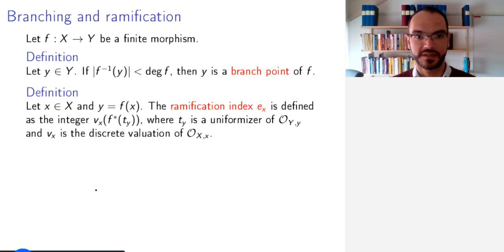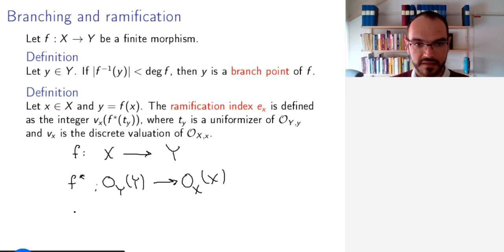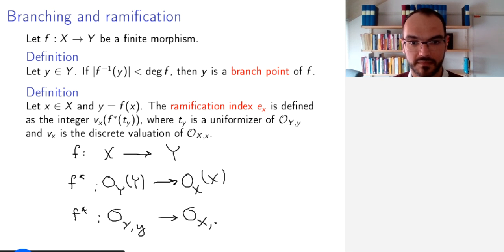So let's unpack this definition. So we have f going from x to y. So it defines f star from O_Y of y to O_X of x. And this defines a map in terms of the local stalks. So by localizing, you get a map from the local stalk at y to the local stalk at x.